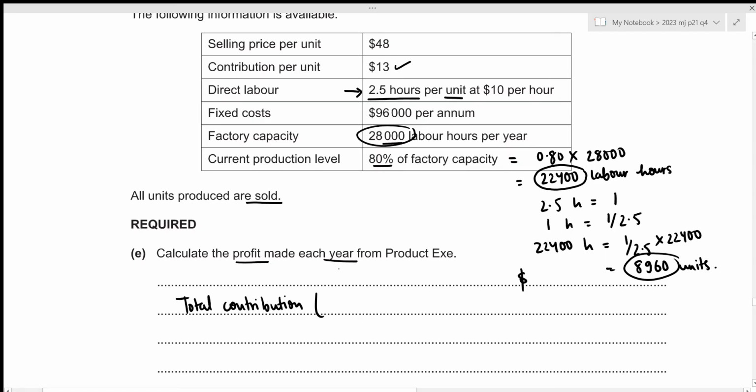And this is just going to be the contribution per unit of 13 multiplied by the number of units, 8,960. This results in the total contribution of 116,480. Now we just need to subtract all of our fixed costs. And we're given fixed costs right here. That's 96,000.